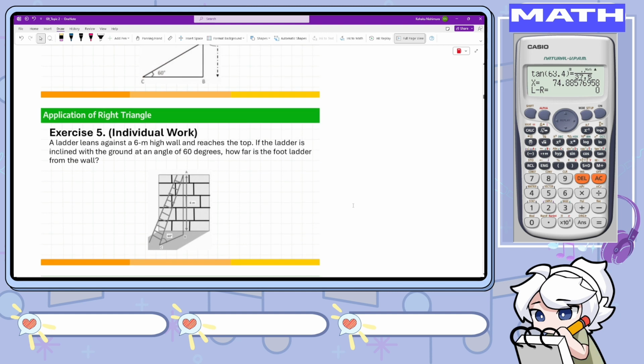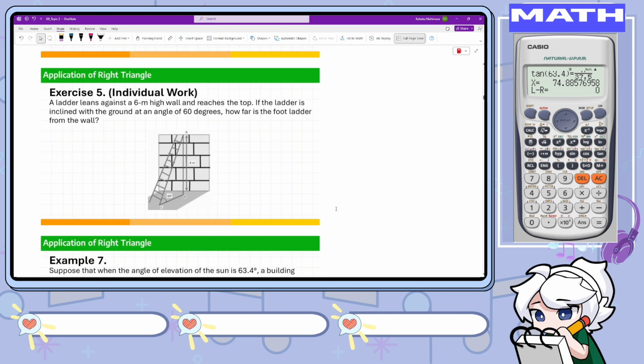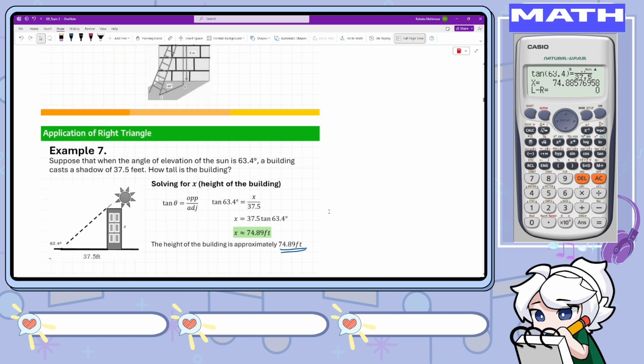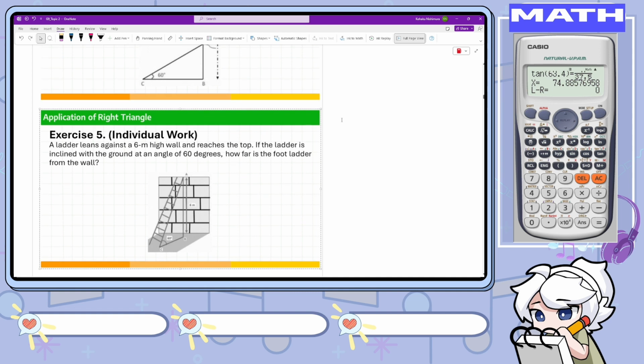Next. A ladder leans against a 6-meter high wall and reaches the top. If the ladder is inclined with the ground at an angle of 60 degrees, how far is the foot of the ladder from the wall? So, using this illustration, you're being asked how far is the foot of this ladder to the wall. So this is the missing one. Let's set that as X.